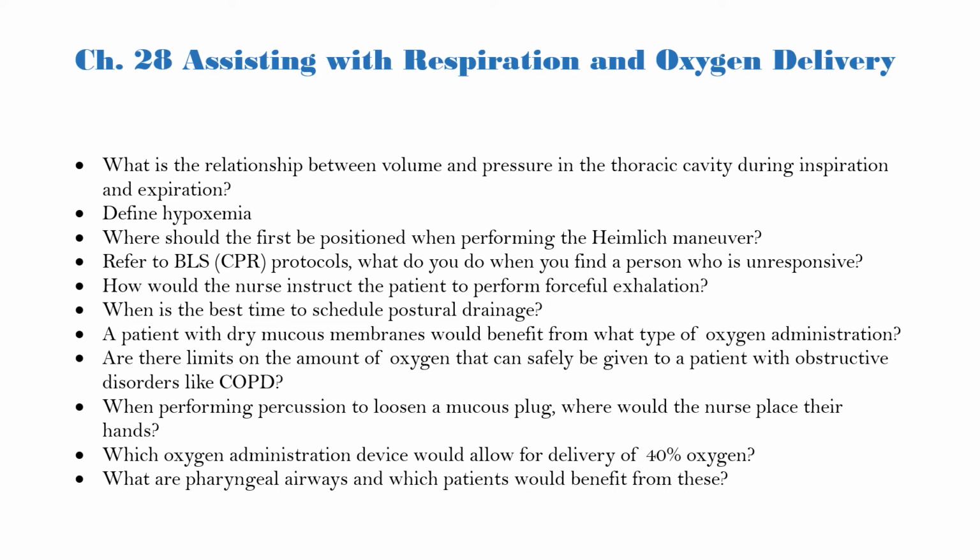Chapter 28, Assisting with Respiration and Oxygen Delivery. What is the relationship between volume and pressure in the thoracic cavity during inspiration and expiration? So again, this is going to be a review from Structure and Function, and you can find this information on page 517. The diaphragm beneath the lungs moves, causing enlargement of the thoracic cavity. Because of the negative pressure within the cavity, inspiration, which is the movement of air into the lungs, occurs. When the diaphragm muscle relaxes, the thoracic cavity space is decreased, and air is forced out of the lungs in expiration. This is the movement of air out of the lungs.